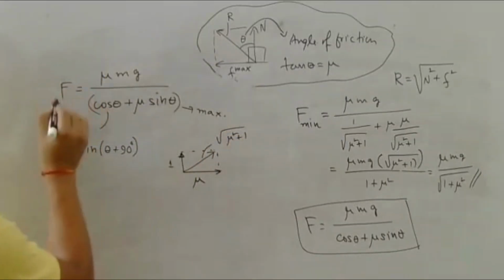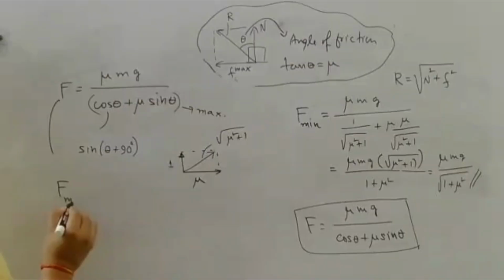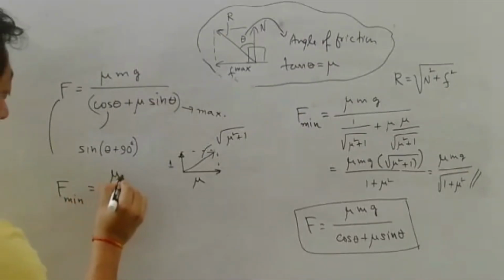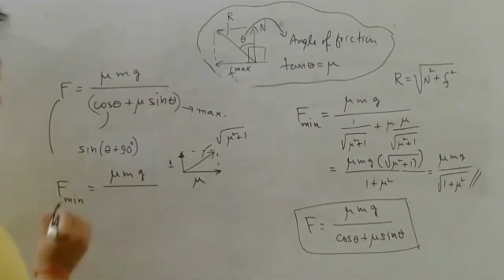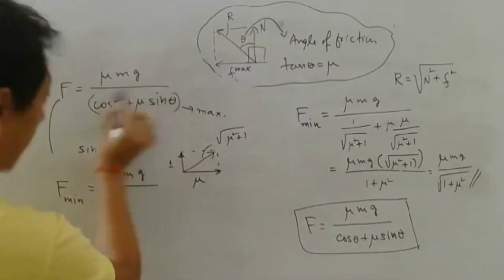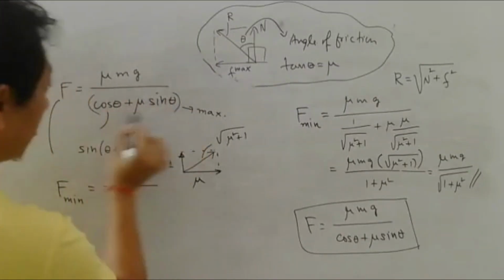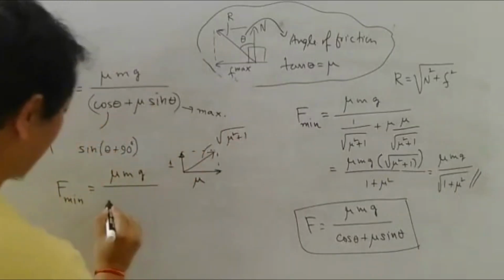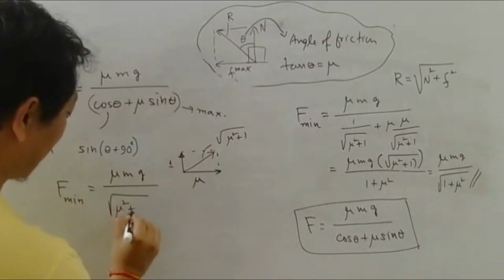Therefore, what is the minimum value of this force? The minimum value of this force is mu mg divided by the maximum value of this denominator, which means its peak value. The peak value of this is this value. Did you see how nicely it came? See this question.